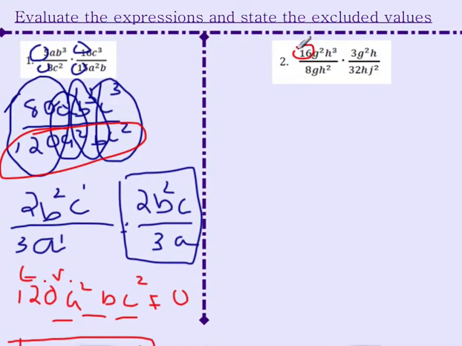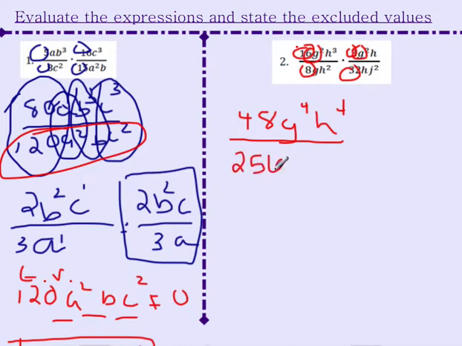Taking a look at number 2, we're going to do 16 times 3. That's going to give us 48. Then when you take g squared times g squared, you're going to add those exponents and get g to the fourth. H cubed times h to the first is h to the fourth when you add those exponents. Then on the bottom, you have 8 times 32. 8 times 32 is 256. Then you're going to have your g. There's nothing to multiply the g by, so that's going to just be g. And then you're going to have h squared times h to the first. Add those exponents and you get h to the third. And then you're just going to have that j squared.